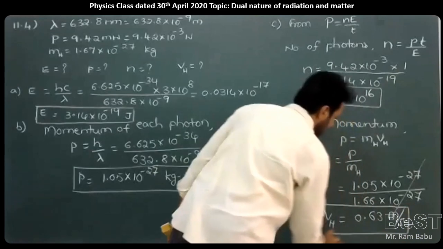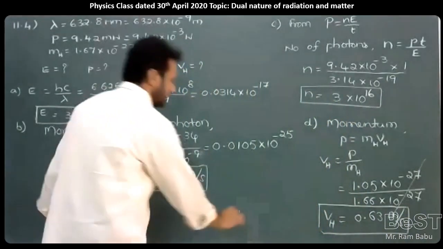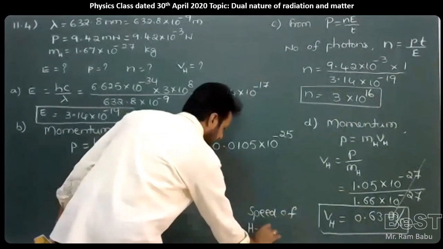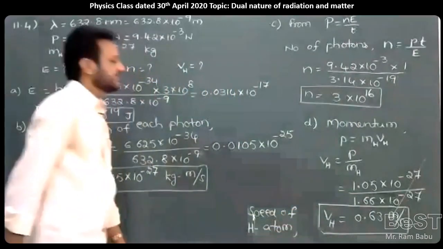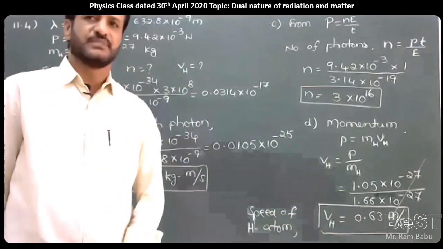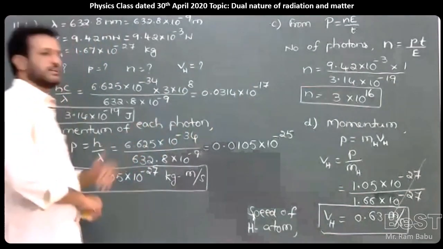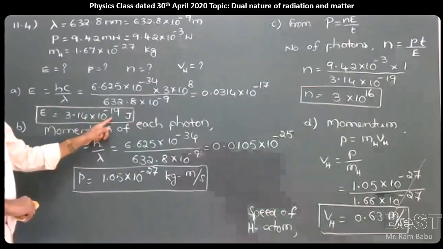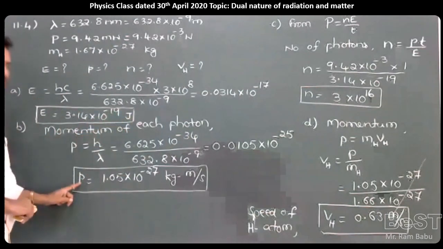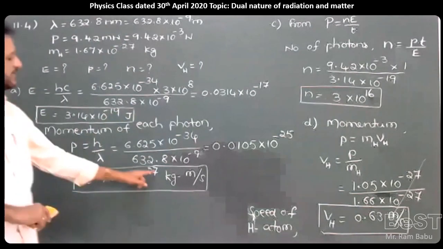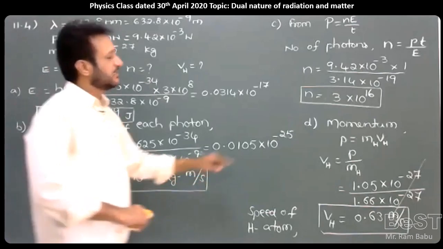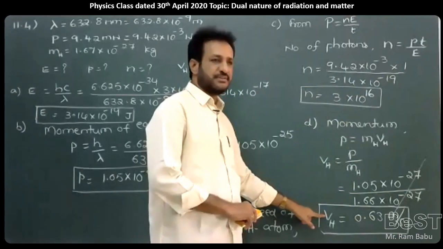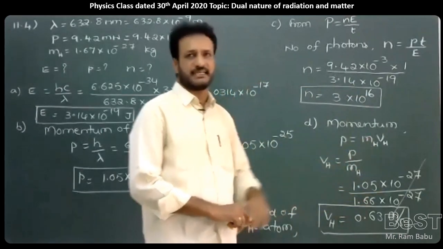How fast the hydrogen atom is moving means it is the magnitude of velocity, or speed, of the hydrogen atom. V is equal to 0.63 meter per second. If you have the textbook, check the answers given at the back. First one, energy of each photon 3.14 into 10 power minus 19 joule. Second, momentum of the photon 1.05 into 10 power minus 27 kg meter per second. Third, number of photons per second 3 into 10 power 16. How fast is the hydrogen atom moving? V is equal to 0.63 meter per second.